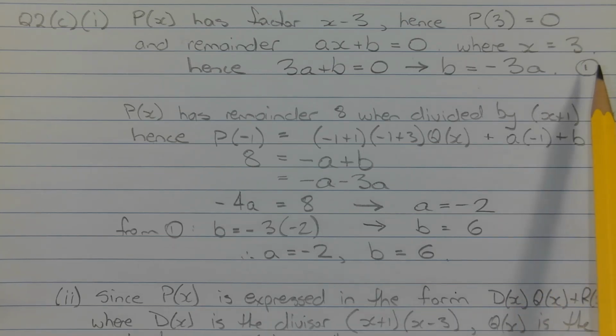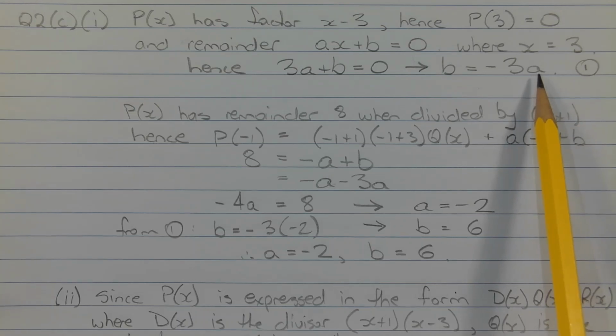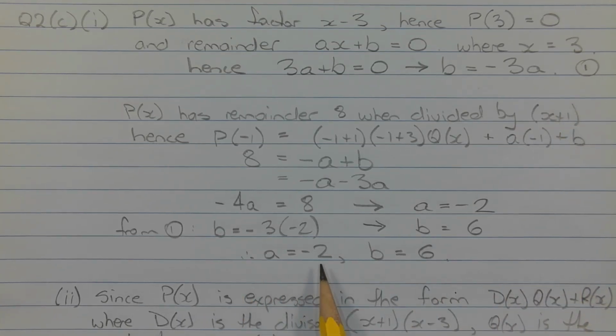Now if we go back to equation number 1 and substitute a = -2 for a, we get b = 6. Therefore, a is equal to -2 and b is equal to 6.